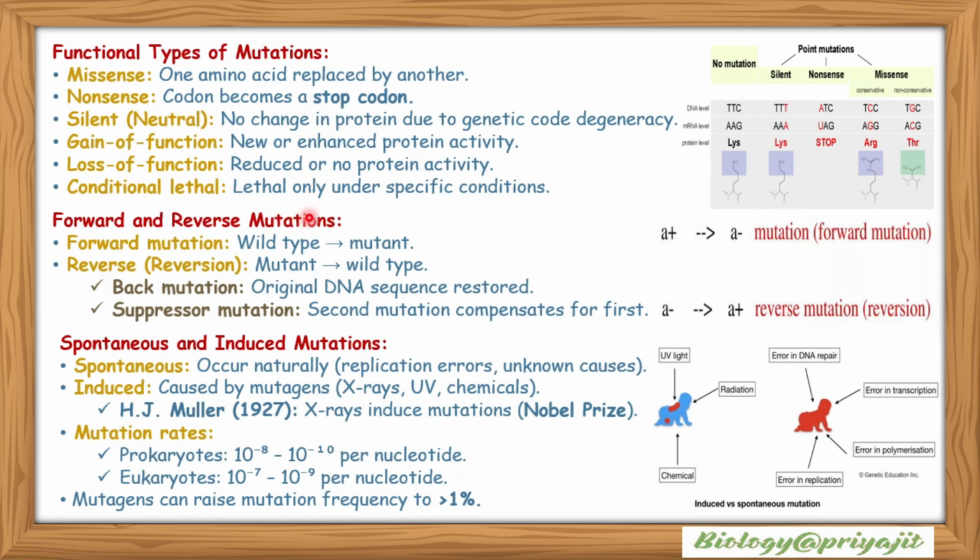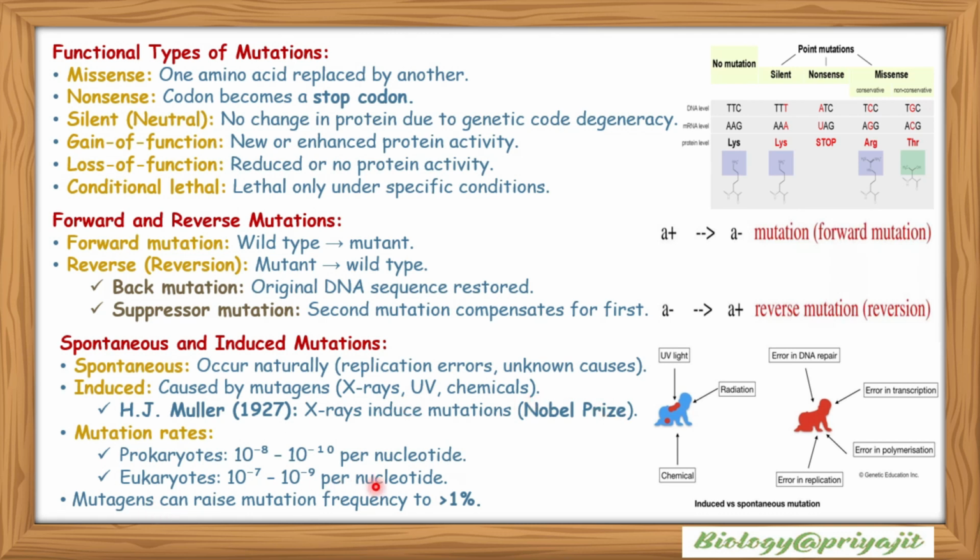Forward and reverse mutations. Forward mutation is the conversion of wild type to mutant, and reverse mutation is the reversion, that is, the mutant is converted into wild type. Back mutation: when the original DNA sequence is restored. And suppression mutation: when a second mutation compensates for the first one. Spontaneous and induced mutation. Spontaneous mutations occur naturally, through replication errors or unknown causes. Induced mutations are caused by mutagens like X-rays, UV, chemicals, etc. H.J. Muller in 1927 proposed that X-rays induce mutations, and he received the Nobel Prize.